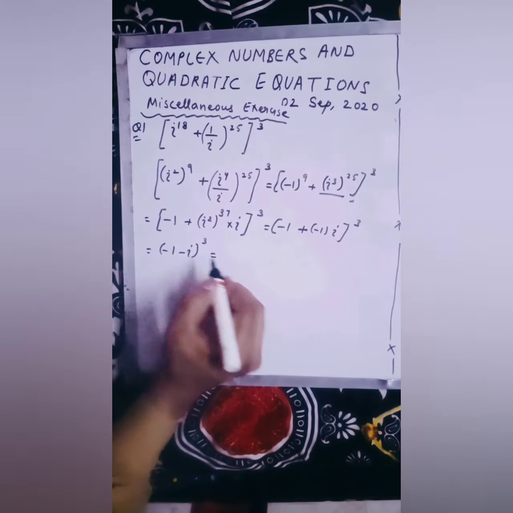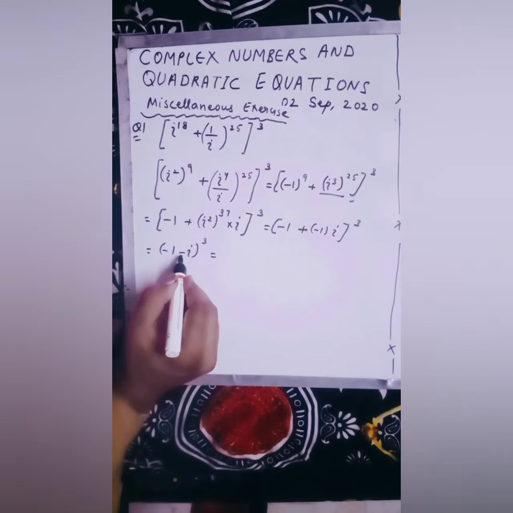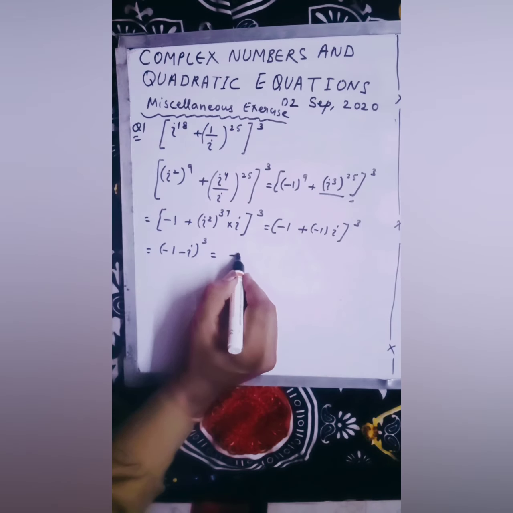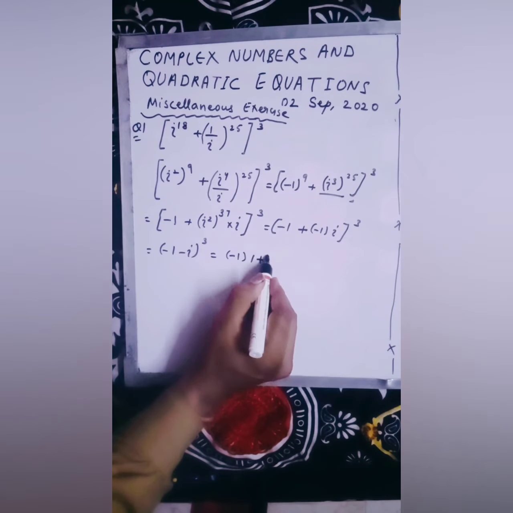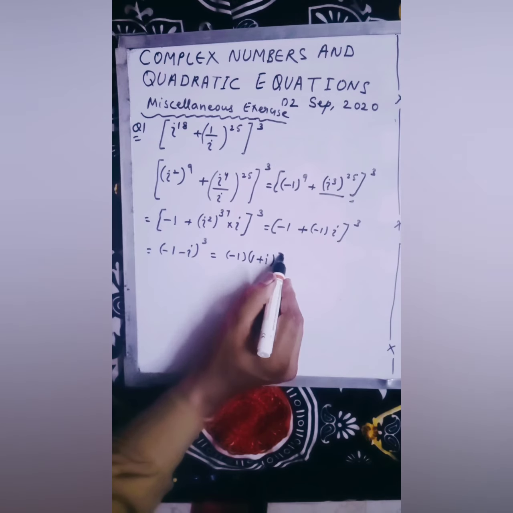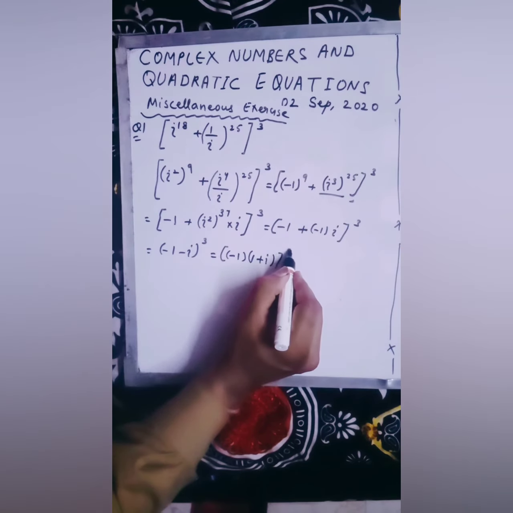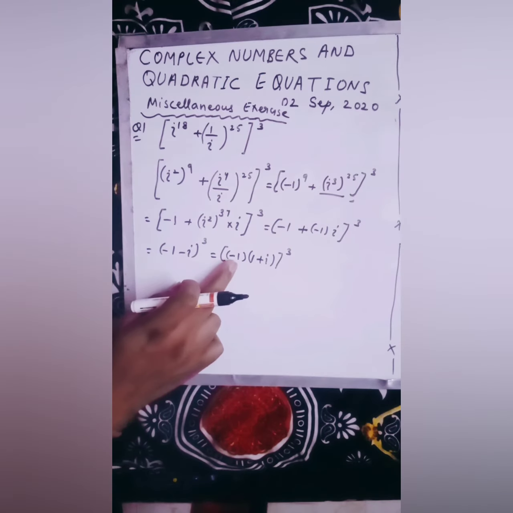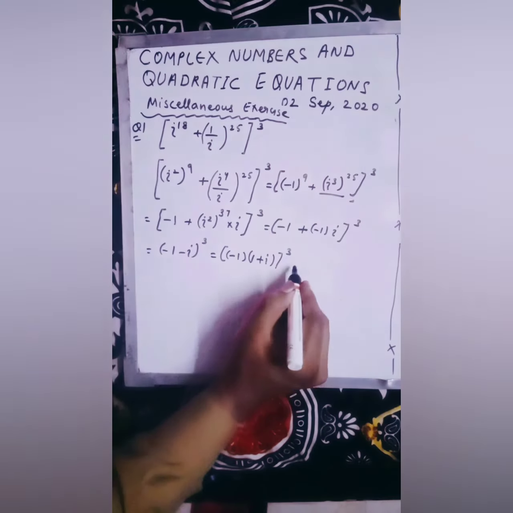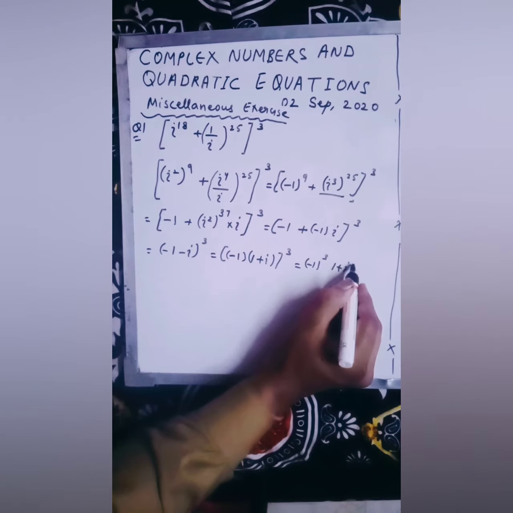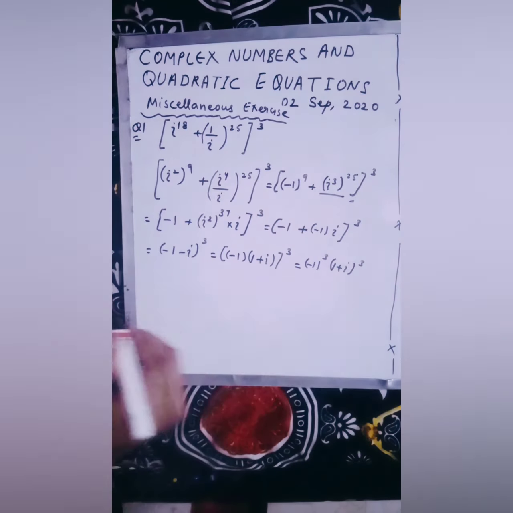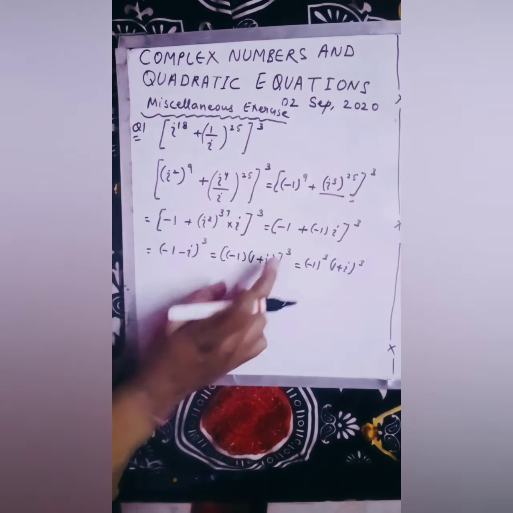Now in the next step, I'm taking -1 as common from the equation, and it would be (1 plus iota) whole to the power 3. I'm taking -1 as common from this equation. So when you solve it, you will get (-1) whole raised to the power 3 times (1 plus iota) whole raised to the power 3. You have to separate the powers.